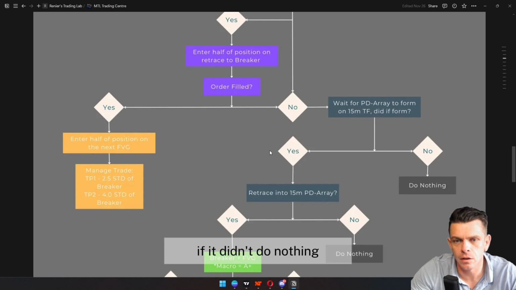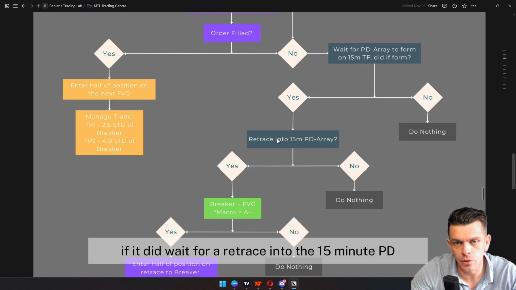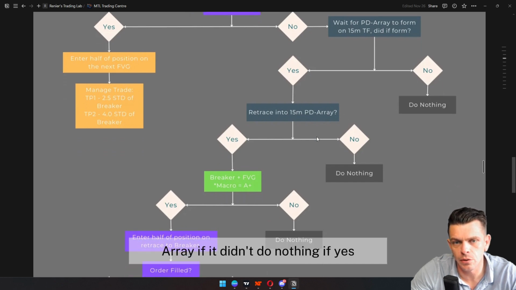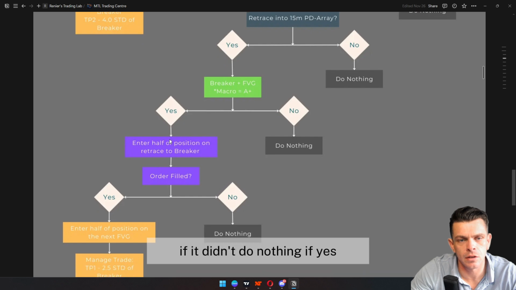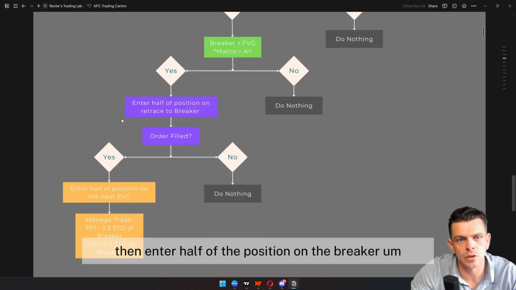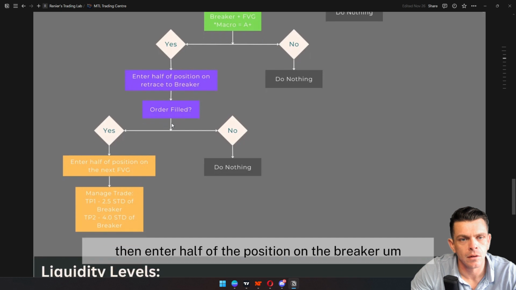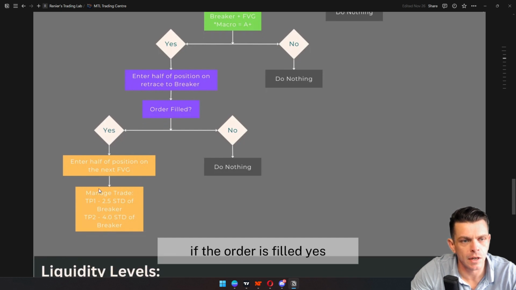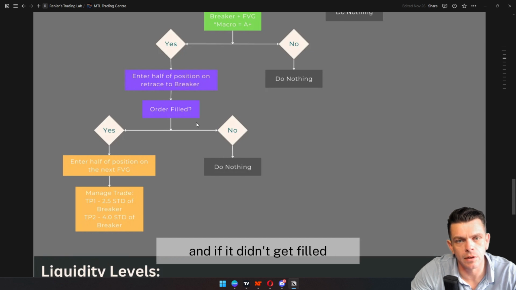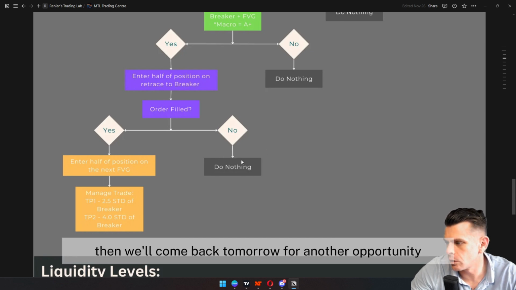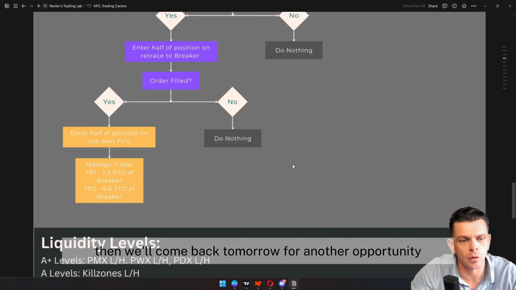If it didn't, do nothing. If it did, wait for a retrace into the 15-minute PD array. If it didn't, do nothing. If yes, then wait for a breaker block and a fair value gap to form on the 1 or the 2-minute time frame. If it didn't, do nothing. If yes, then enter half of the position on the breaker. If the order is filled, yes, enter the next position on the next fair value gap. And if it didn't get filled, then do nothing. Then we'll come back tomorrow for another opportunity.